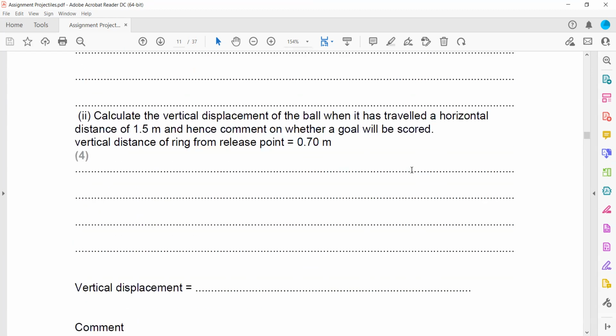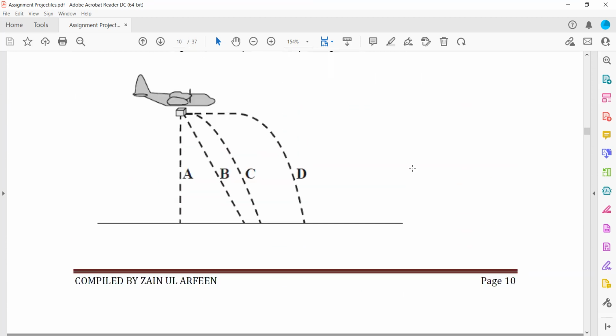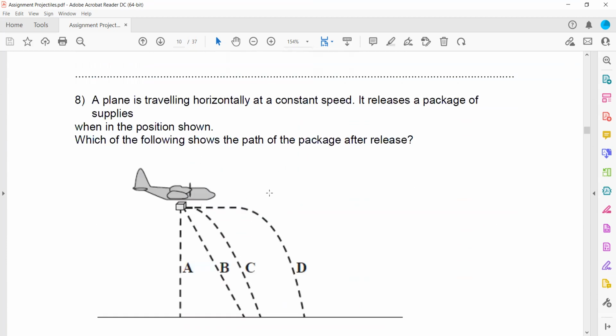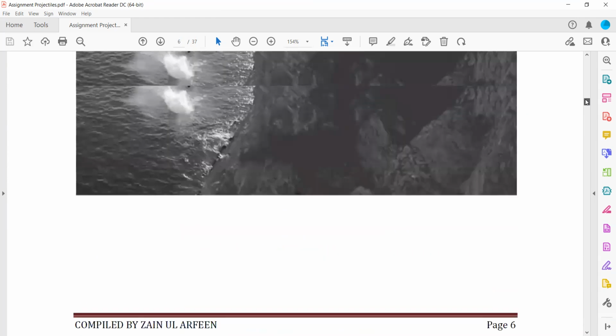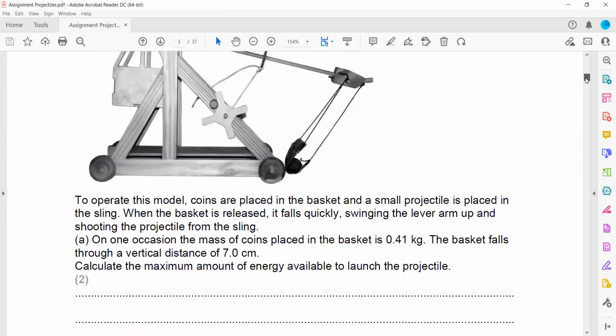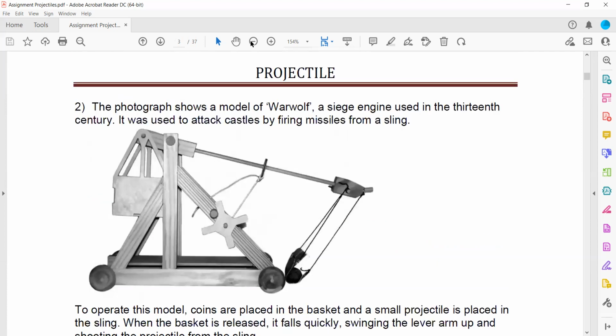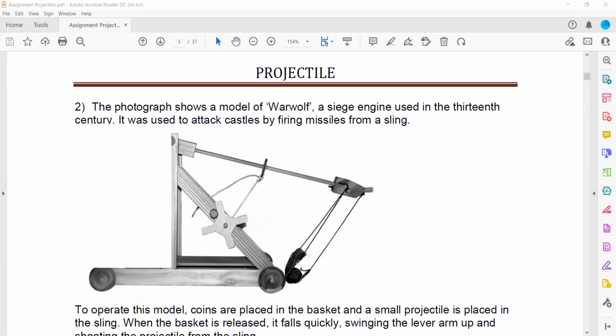So basically the same idea. It is the same idea of launching a projectile which we did in the previous question. So what the student did, the student made a type of catapult, but this time it is not using the weight here. And the vertical part is there, like this is the vertical part.